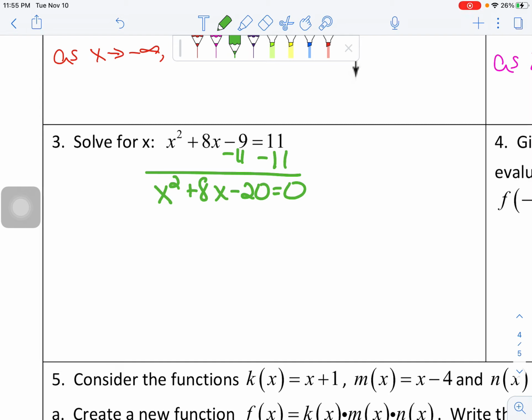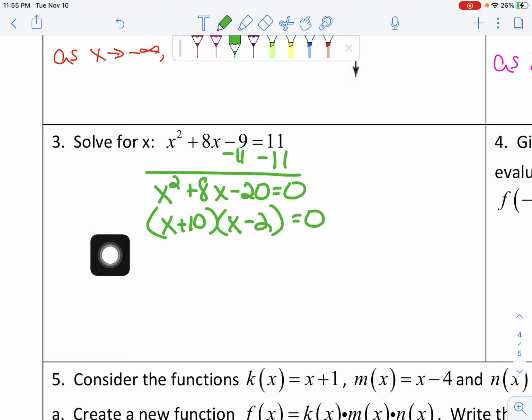Now, you could look at this and say you're going to do the quadratic formula. That is totally up to you. I'm going to factor this. So x plus 10, x minus 2. So 10 times negative 2 is negative 20. 10 minus 2 is the 8 that I'm looking for here.